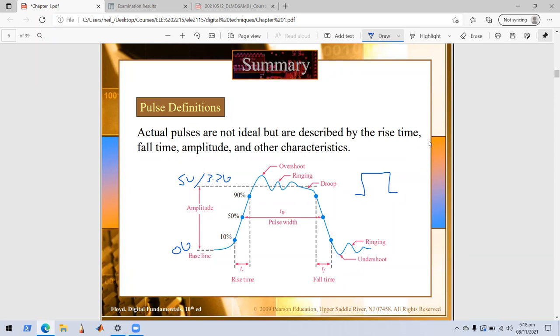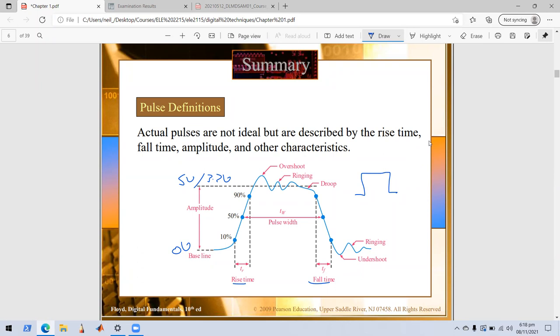Those times are characterized as rise time and fall time. And these, of course, depend on the type of transistor you use. Some transistors switch faster than others. Some different transistor technologies are better than others. And the type of material that we use to make the transistor also comes into play.